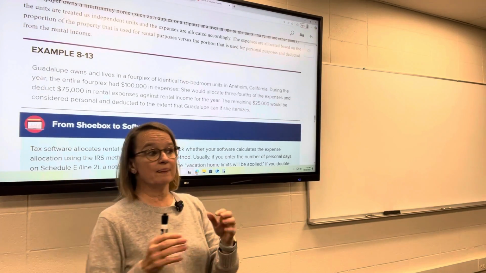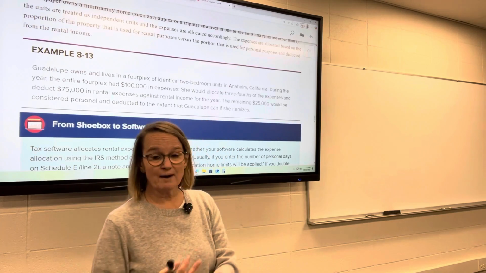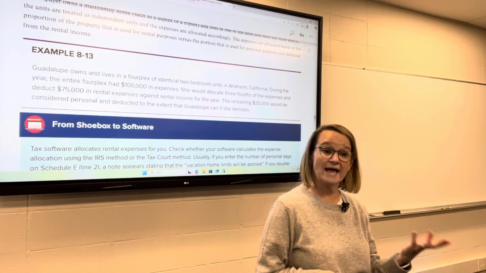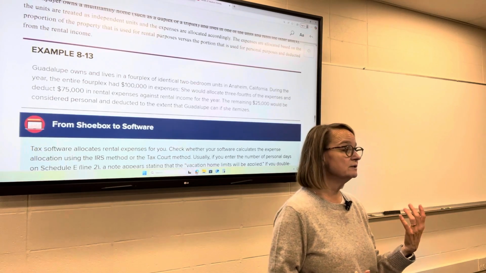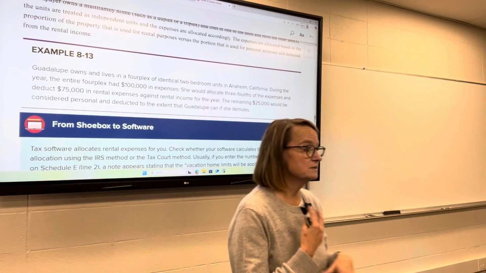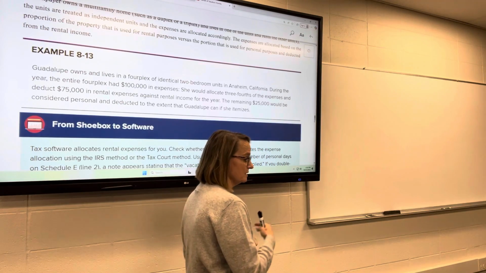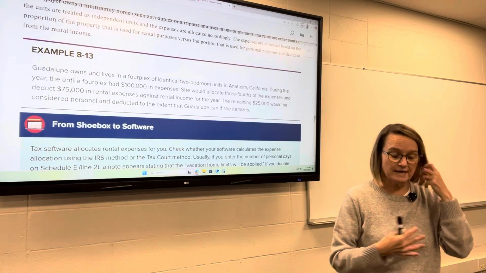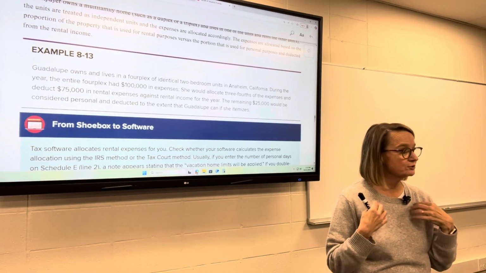So again, the interest and the property taxes would be deductible. Her personal portion would be deductible on the Schedule A as an itemized deduction, right? But the other expenses, the utilities, the repairs, that sort of thing, would not be deductible for her personal portion.